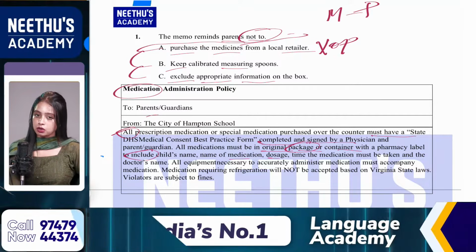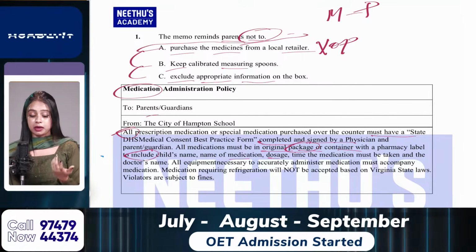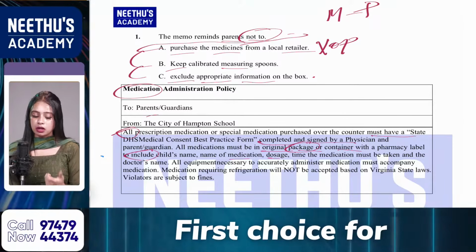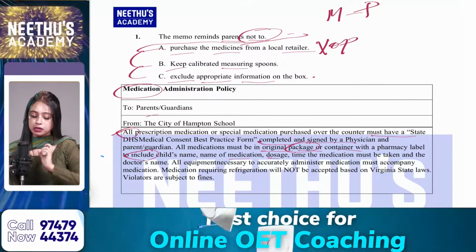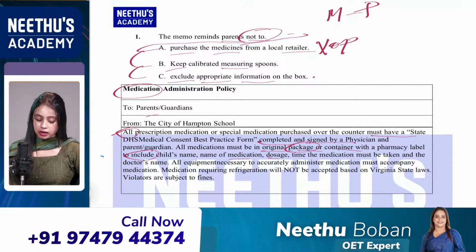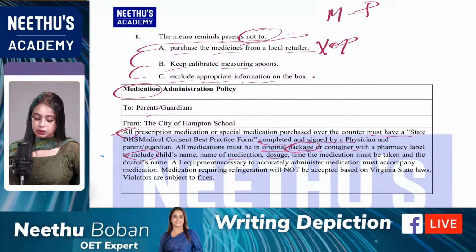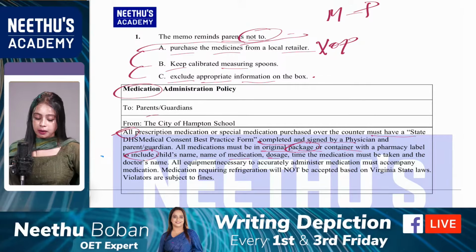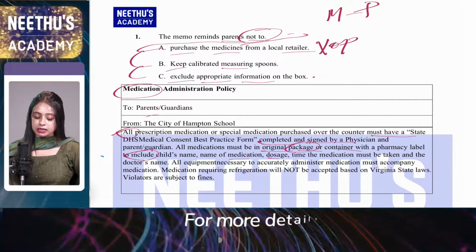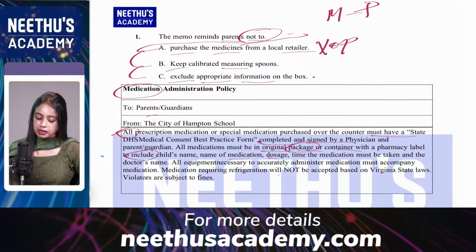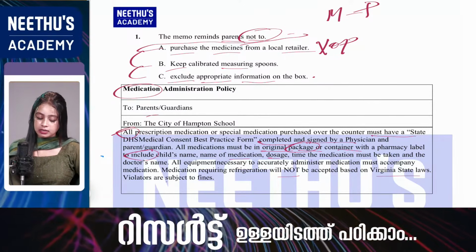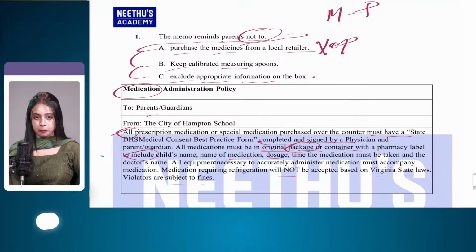So maybe option C, parents not to exclude appropriate information on the box. Let's see. Then, all equipment necessary to accurately administer medication must accompany medication. Medication requiring refrigeration will not be accepted based on Virginia state laws. Violators are subject to fines.